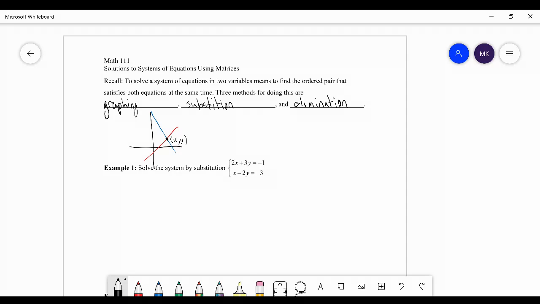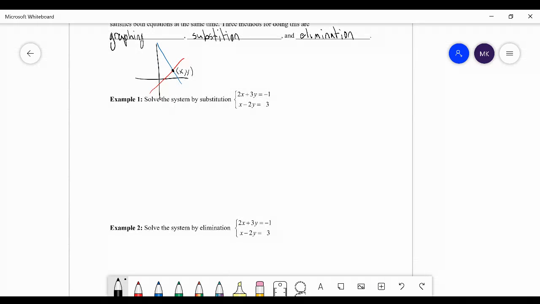Now let's talk about using substitution to solve this. To do substitution, what we need to do is take one of our two equations and solve it for one of the variables. In the first equation, 2x plus 3y equals -1, both variables have a coefficient, but in the next equation, we notice the x has a coefficient of 1. So that's going to be easier to solve for x. We're going to start with that. We have x minus 2y equals 3. Add 2y to both sides. x equals 3 plus 2y.